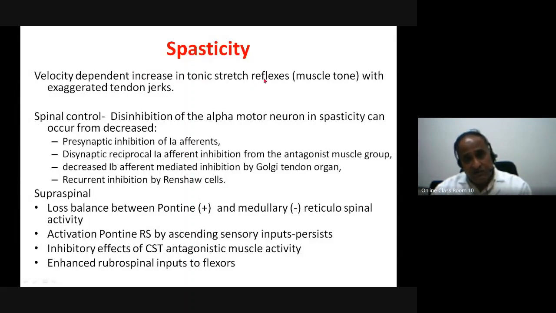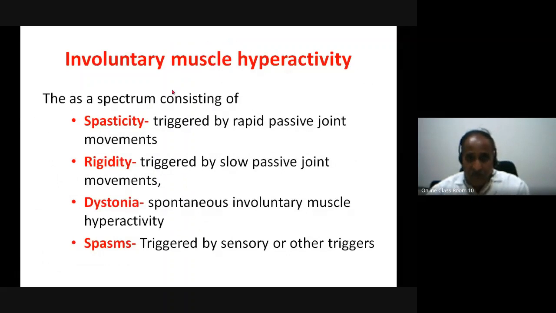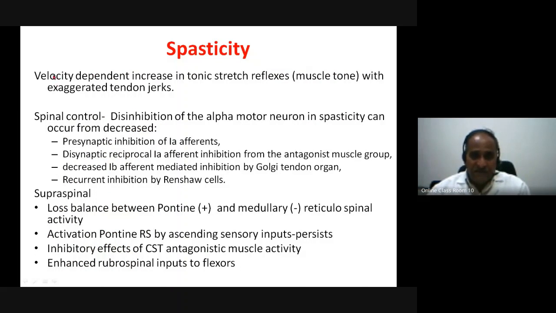Velocity-dependent increase in the tonic stretch reflex activity with exaggerated tendon jerks or tendon reflexes. If you are going back here, the spasticity is triggered by rapid passive joint movements. It's exactly rapid passive joint movement, that is velocity. Rapid is a velocity, and velocity movement is activating these stretch reflexes, and these stretch reflexes are now also associated with the enhanced deep tendon reflexes.